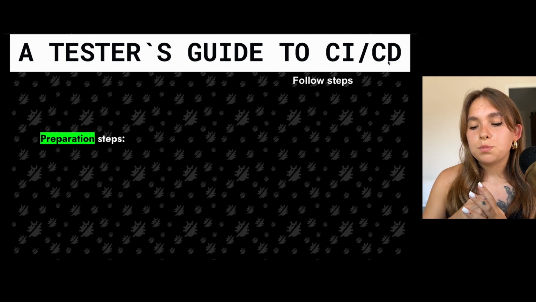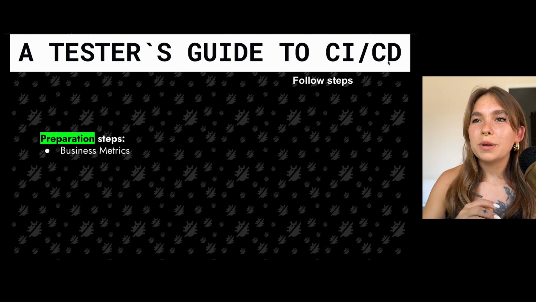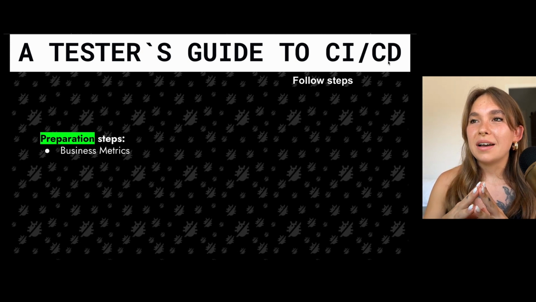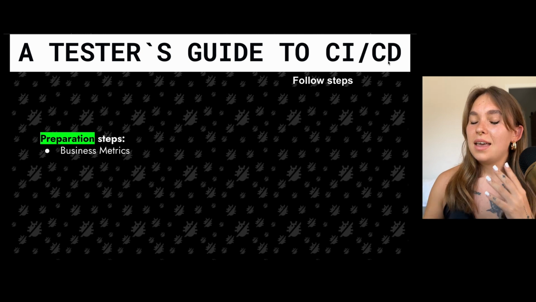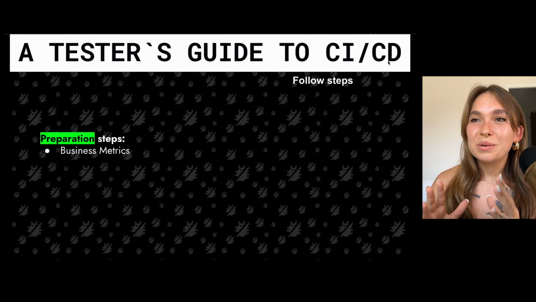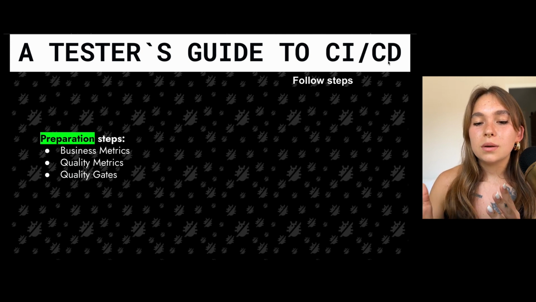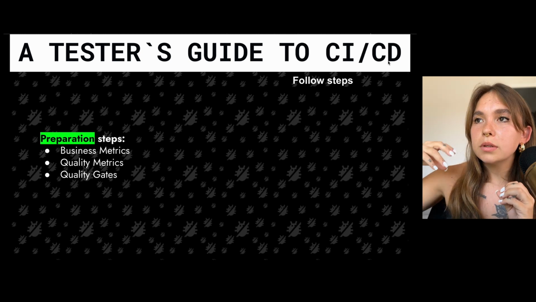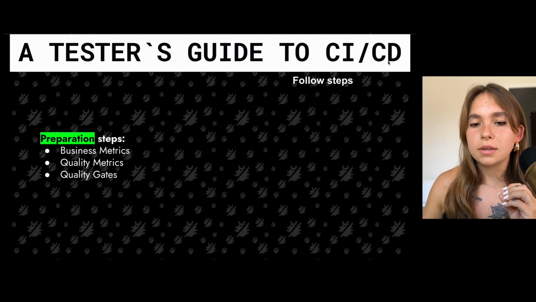First of all, we have these preparation steps, which can be a really important topic. And why is it important? Because I have been teaching for 4 years a lot of different QA automation engineers, at middle, senior, and lead level. The big problem is that no one checks business metrics, quality metrics, and where quality gates are. So we will dive into these preparation steps a bit more deeply.